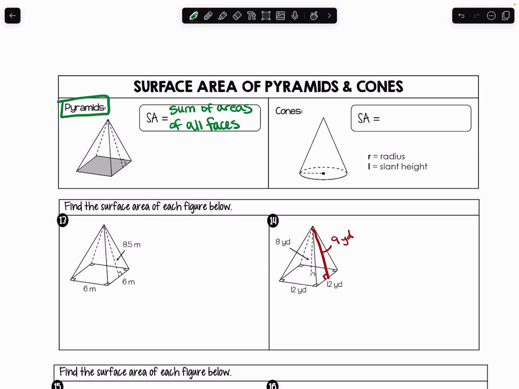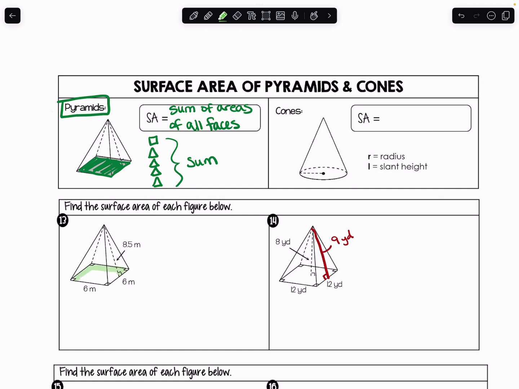So in this particular picture here, we have a square, probably, but at least a rectangular base. And then we have 4 triangles. So you would find the area of each of those and add them together. Let's jump right into an example.